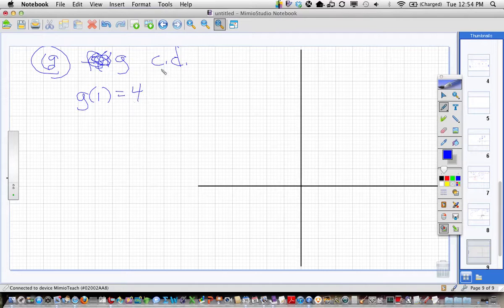From 0 to 10, it's always concave down. And G of 1 is 4. And G of 5 is 2. So if this is a G graph, if we plug in a 1, we get out 4. And if we plug in a 5, we get out 2.